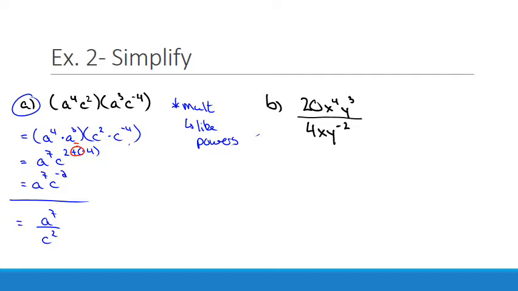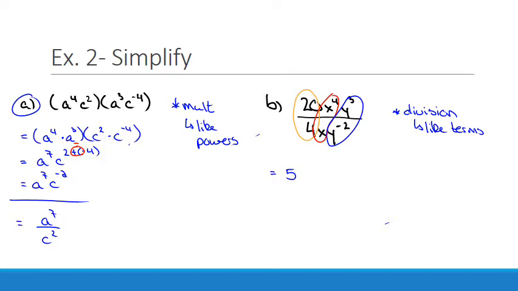Example B. All right, so I see a division. It's a fraction. Whenever you have a fraction, we know that they're telling us to divide at some point. And again, I see like terms. So there's more than one type of term, and I see some repetition. So what I'm going to do is look at the numbers, then I'm going to look at the x's, and then I'll look at the y's. All right? So 20 divided by 4, that's going to work out to be 5.